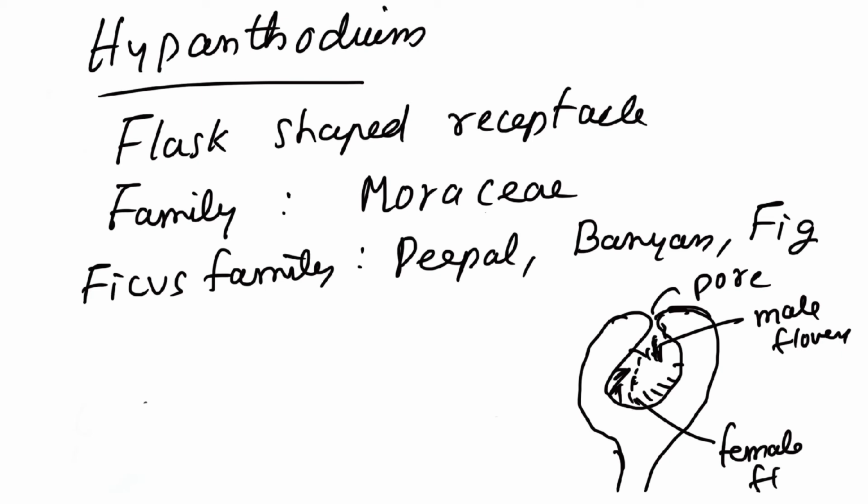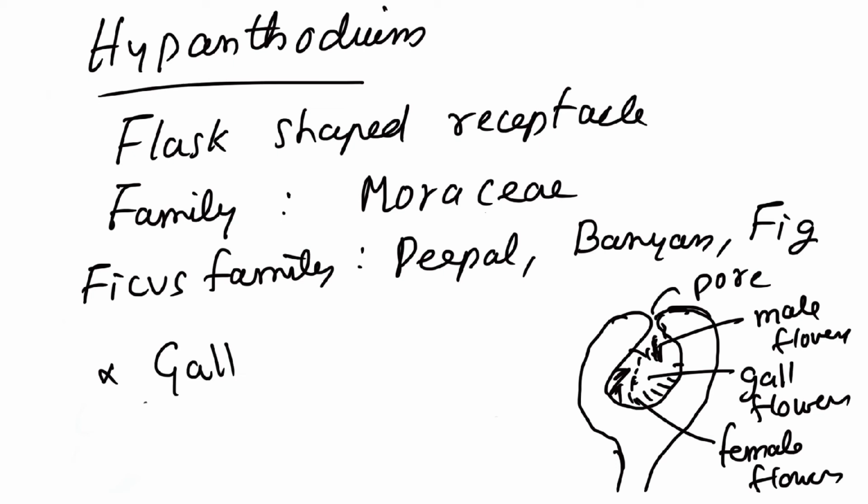Then you have the male flowers developing near the pore, and the female flowers at the bottom. And in between is a very interesting feature. You have something called the Gall Flowers, which can also be sterile or neuter flowers. Now, what are the Gall Flowers? Gall Flowers basically are flowers which don't develop into fruits. Their basic role is attracting insects for pollination.